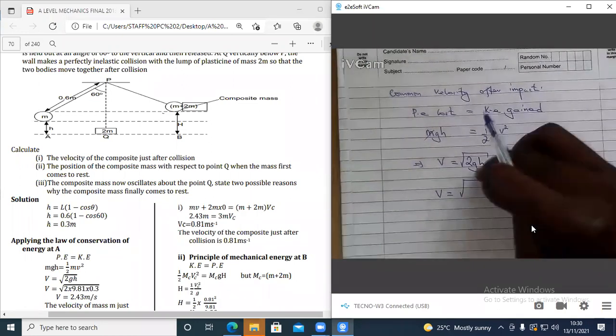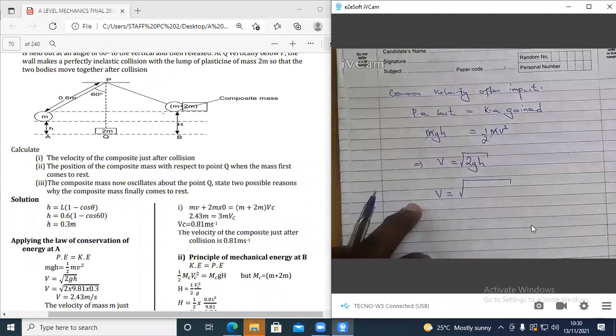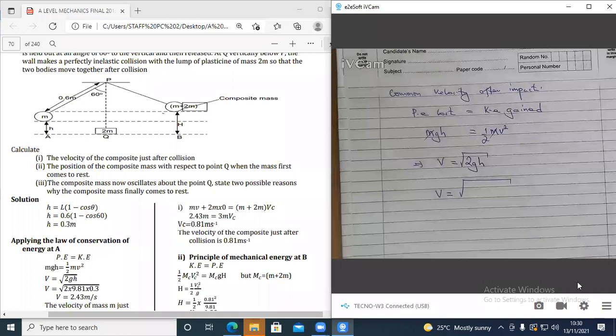But what is this height h? We have already calculated that height. We said it is 0.3.